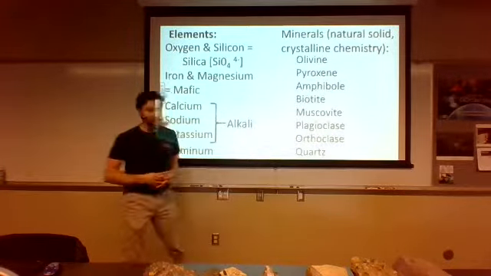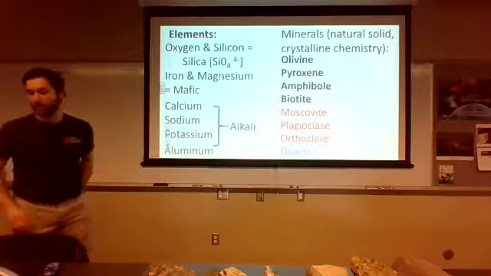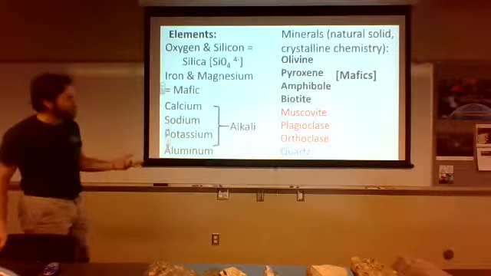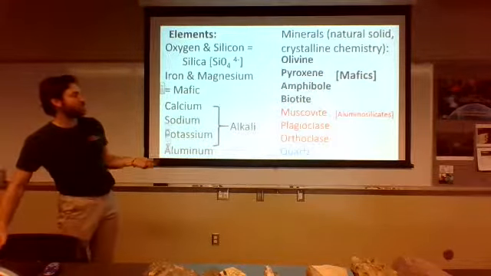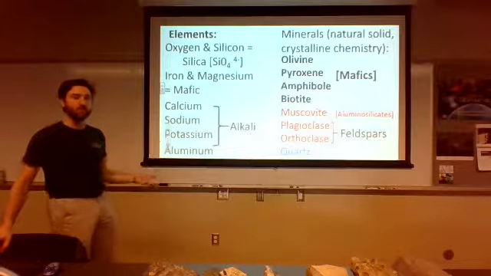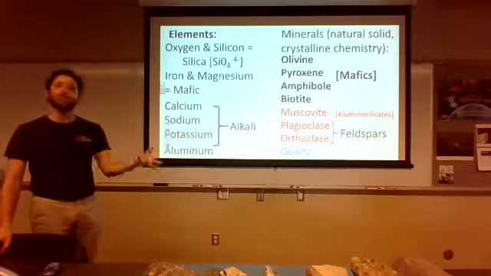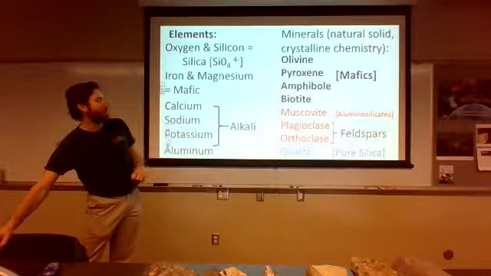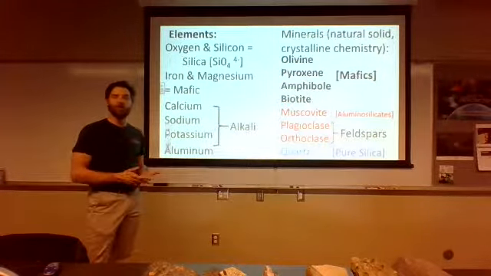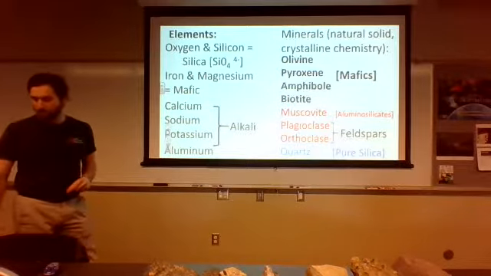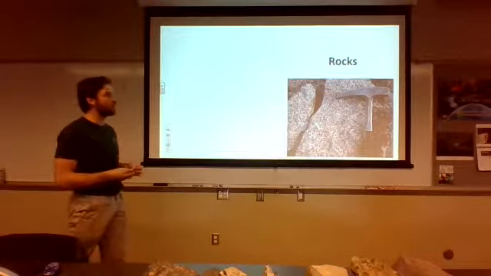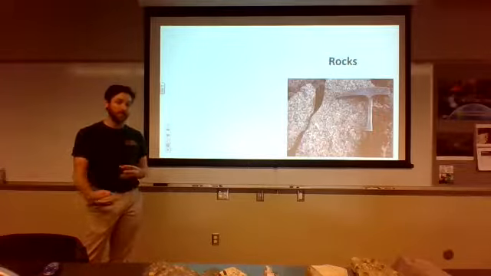Okay, so these are the groups that we're going to break the minerals into. We have the mafics, the aluminosilicates. Two of those are known as the feldspars. That word will come out quite a lot, feldspar this, feldspar that. And then the pure silica or the quartz material. Okay? That kind of ends the little primer on mineralogy and chemistry.